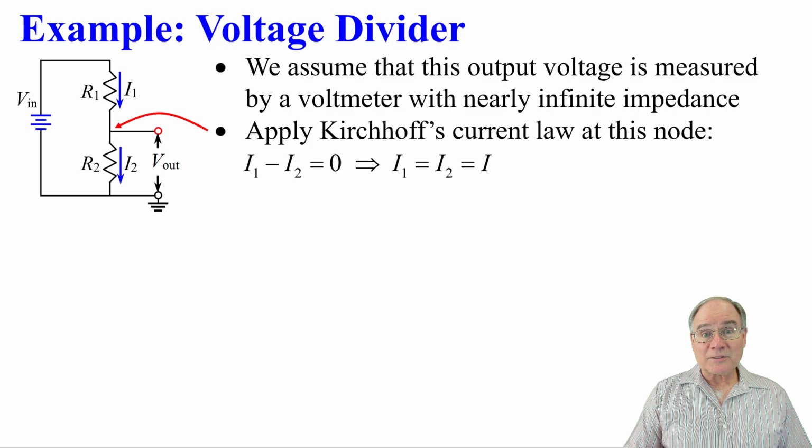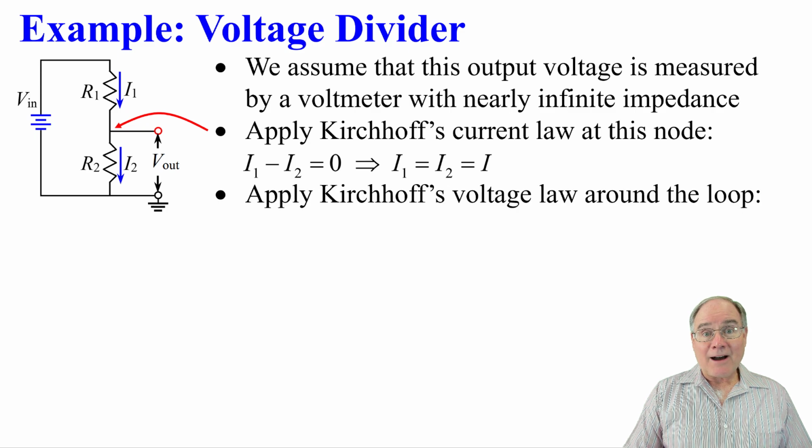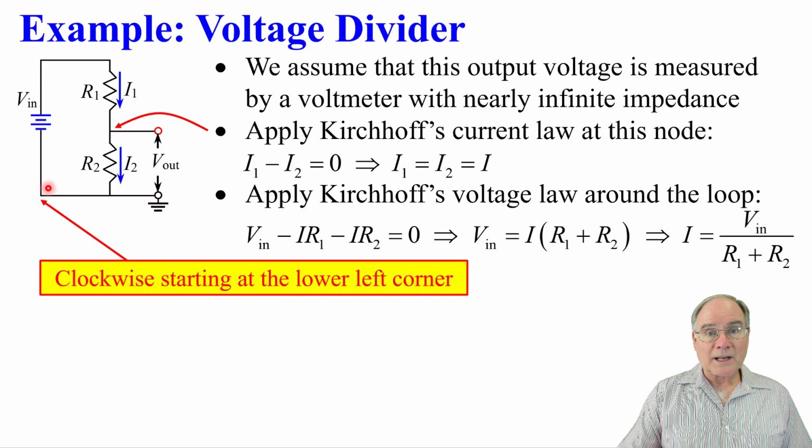Let's apply Kirchhoff's current law at this node. We get I1 minus I2 equals 0, which means I1 equals I2, and I'll call that I. Now apply Kirchhoff's voltage law through the loop. Again, go clockwise, starting at this lower left corner. Going through the battery from 0 to Vin means we add Vin, and then we subtract I1 R1 minus R2 I, and we close the loop. Doing a little bit of algebra, I is Vin over the sum of the two resistors.